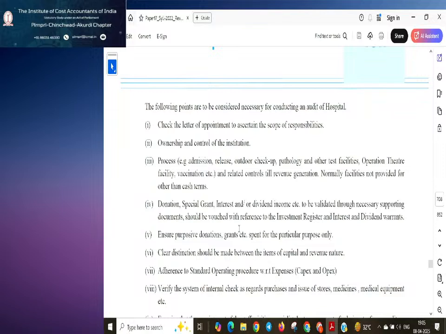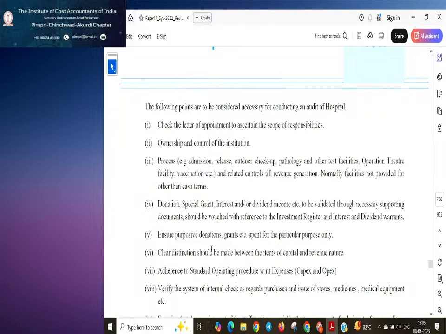That is, if someone is donating to put up a lab facility or to open, say, a NICU facility in a hospital, and the amount is donated for that purpose, then it should be seen whether the fund created for the same has been utilized for the same purpose and it's not diverted elsewhere. So that is very important, because hospitals might get some donations, some grants, okay.